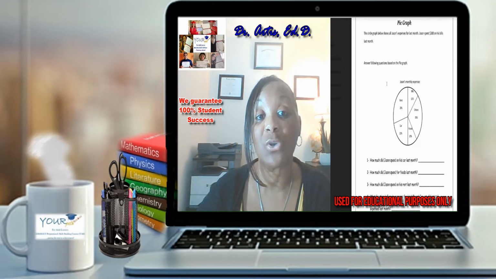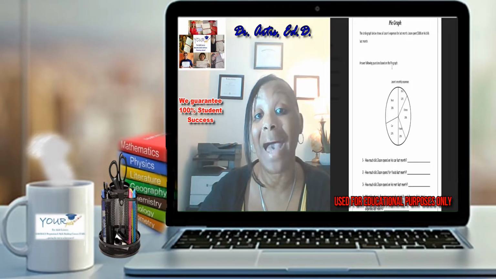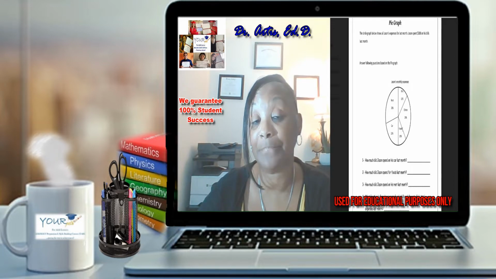Here we have: the circle graph below shows all of Jason's expenses for last month. Jason spent $300 on his bills last month. Answer the following questions based on the pie graph. And here we have Jason's monthly expenses. If you look at the pie graph, for bills he spent 12%, others 28%, foods 10%, car 22%, and rent he spent 28% of his monthly income.